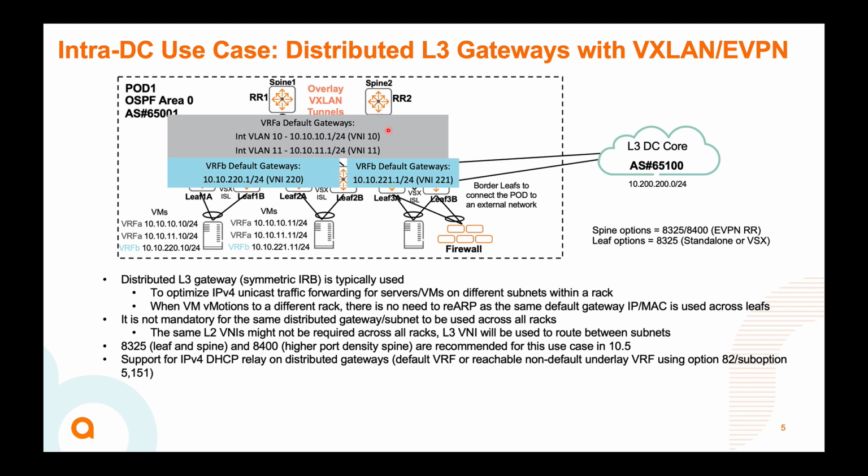So for this distributed layer 3 gateway, we will support IPv4 DHCP relay for the distributed gateway. That DHCP relay will need to be in a default VRF as part of the underlay, or reachable through a non-default VRF using option 82 sub-option 5 with 151.